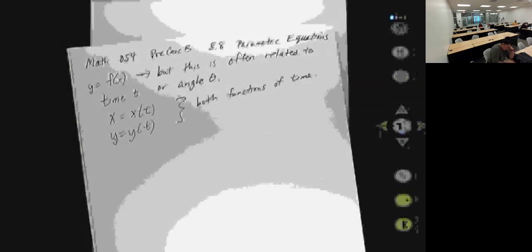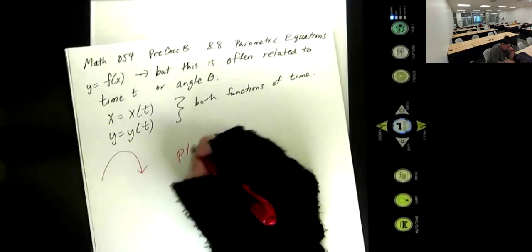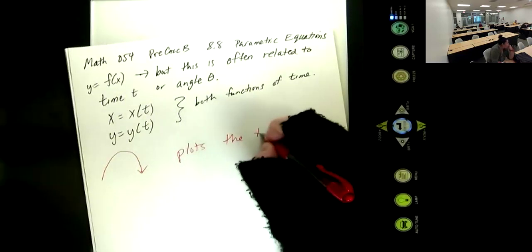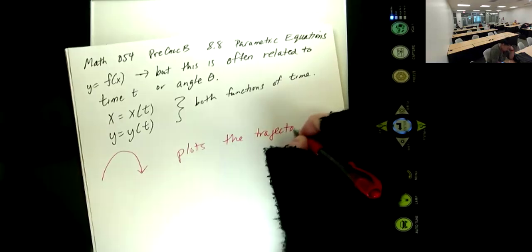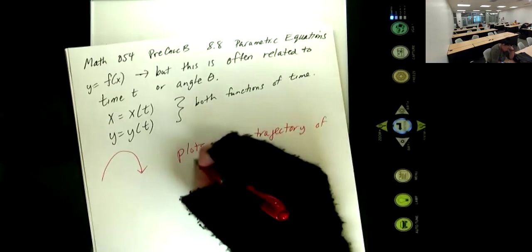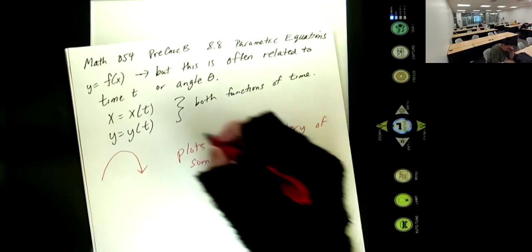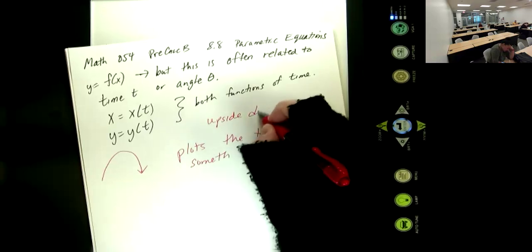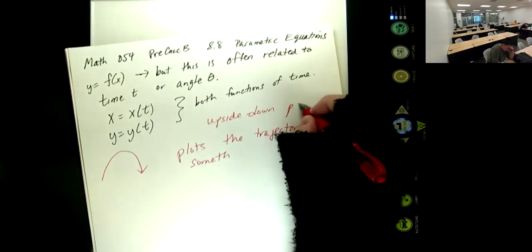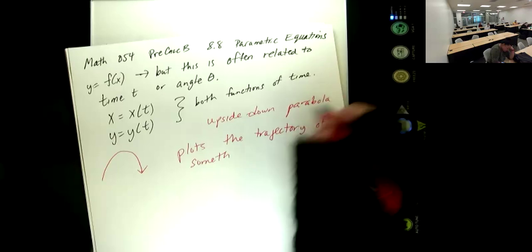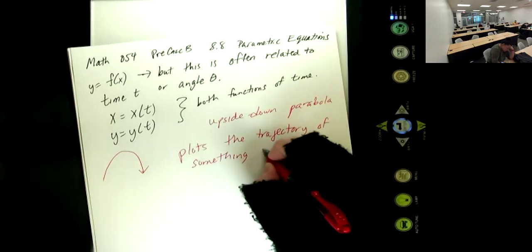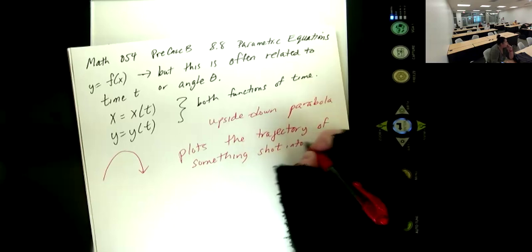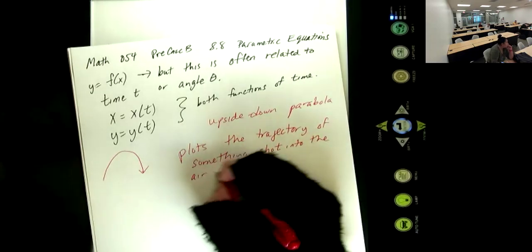Like a parabola. Plots the trajectory of something under gravity. Something shot into the air under gravity. Upside down parabola. Shot into the air and brought back down by gravity.